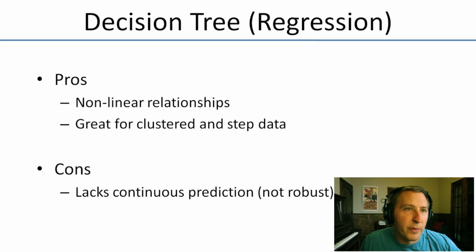And finally, the con of a decision tree is going to be the lack of continuous prediction. So the robustness factor in decision trees is not great. This is one reason why you see people touting machine learning as the fix-all solution. And then when you start to really dig deeper, you start finding out their model works great because they have to refit it all the time.